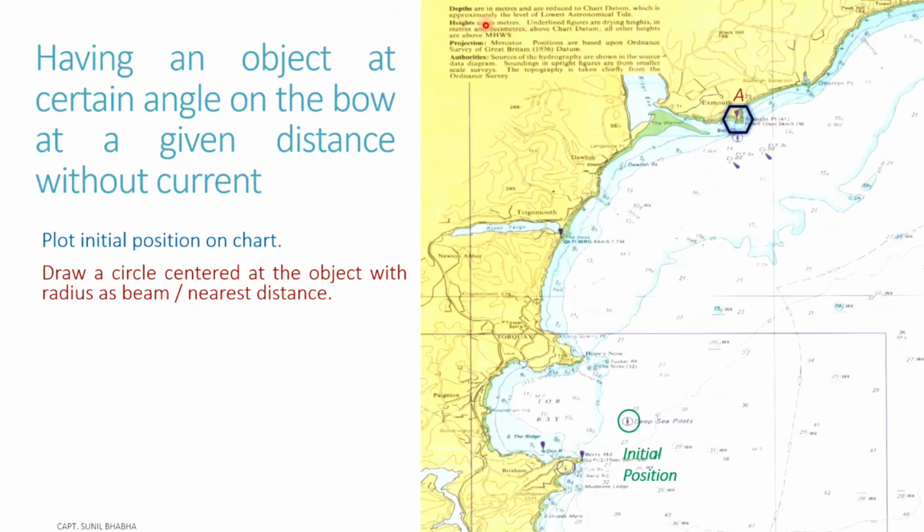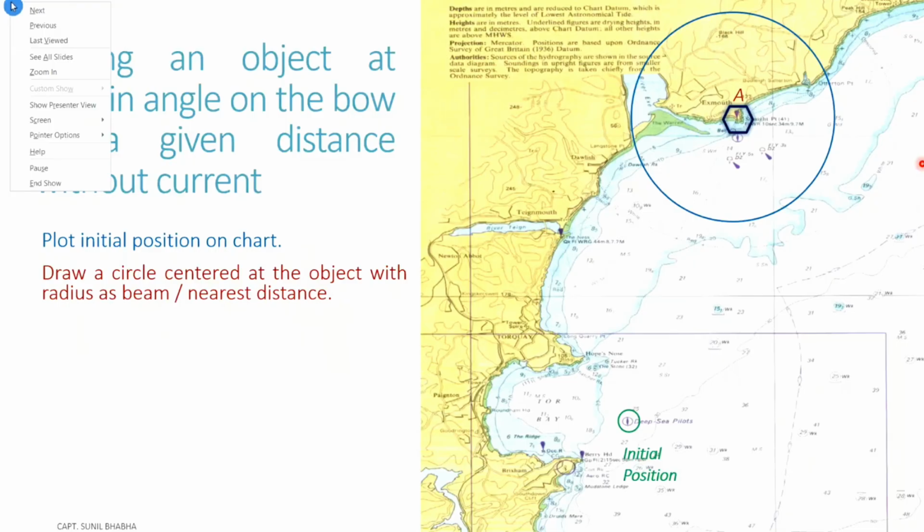Okay, so drawing a circle centered at our object, that is the Straight Point lighthouse, with radius equal to the beam distance or nearest distance on the chart now. So you can see the circle on the chart.